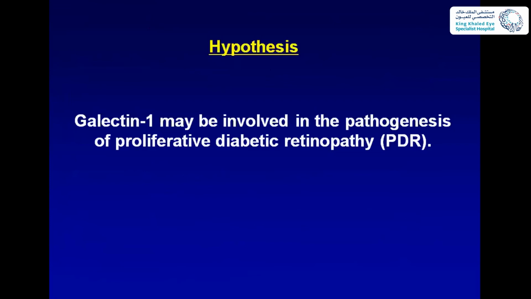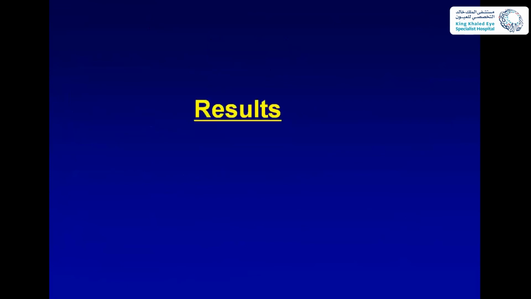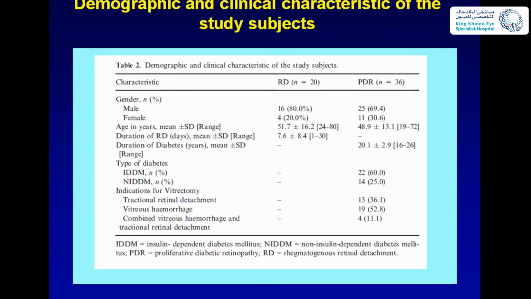So I'm not going to discuss PDR. I've already discussed the basic concepts of PDR and the types, NPDR and PDR. So results are there. This is the demographic and clinical characteristics of the study subjects, with the gender and the age. I'm not going into detail because time is very short.